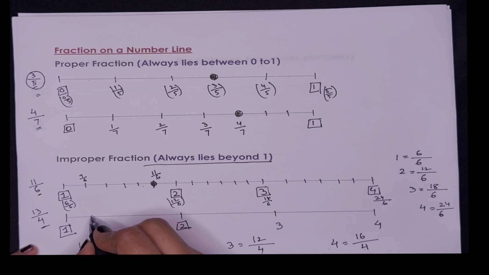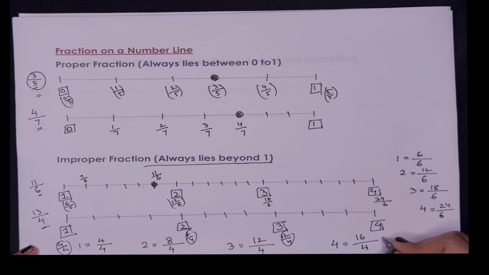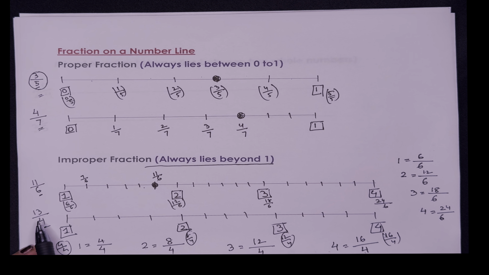Now let's put all the fractions that we found recently. 1 is 4 by 4. This is 8 by 4. 3 means 12 by 4. And 4 means 16 by 4. Now look at this. The number 13 lies between 12 and 16. So if 3 is 12 by 4, 13 by 4 will be exactly here.